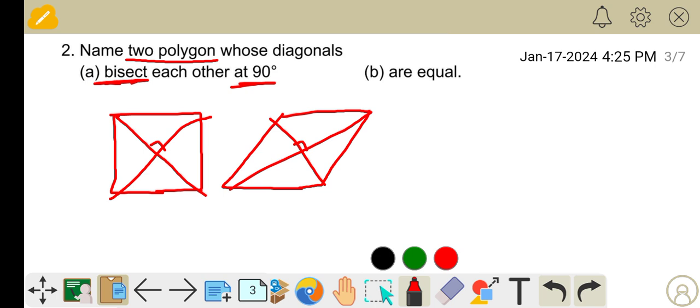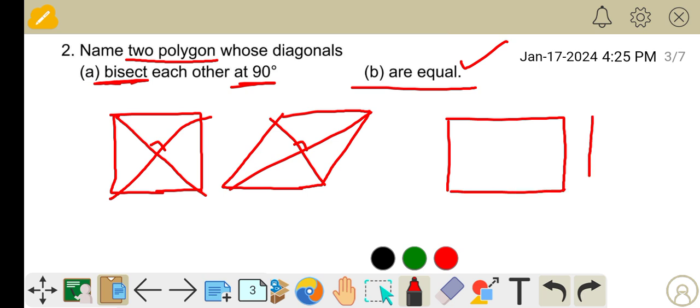And in the second part, the diagonals are equal. Diagonals are only equal when the figure is straight, meaning each angle is 90 degrees, and there are only two such polygons. The first is a rectangle and the second is a square. So these are the answers.